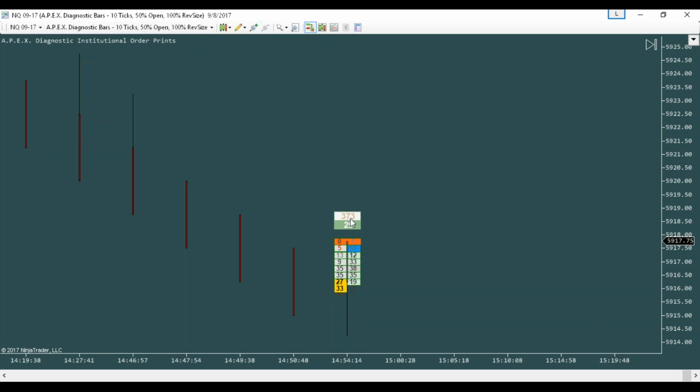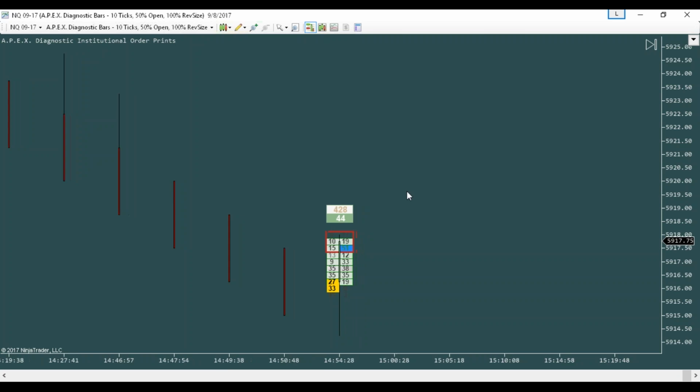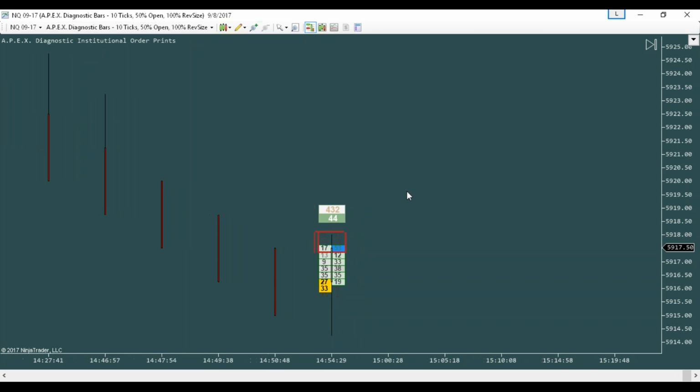Okay. Now again, remember, certain things you're not going to see until the bar closes. But if you weren't able to see any of these numbers at all, that's most likely your problem: you're just not zoomed in or out.